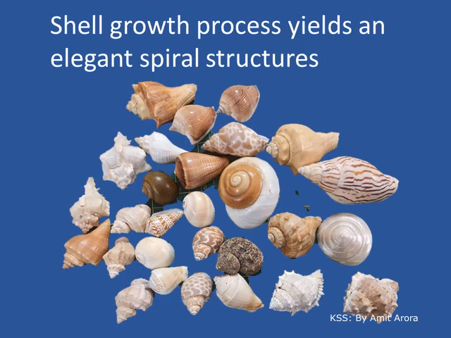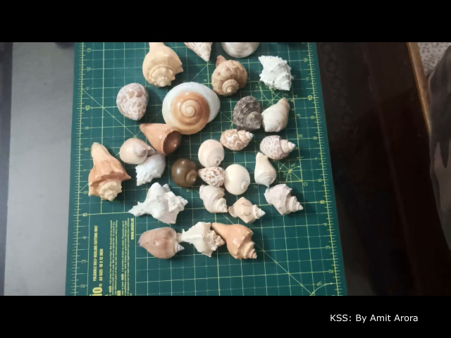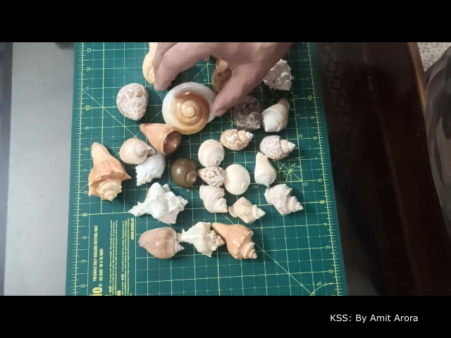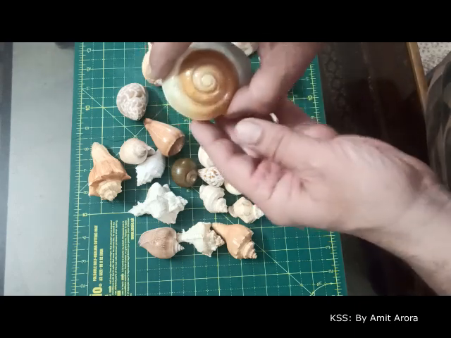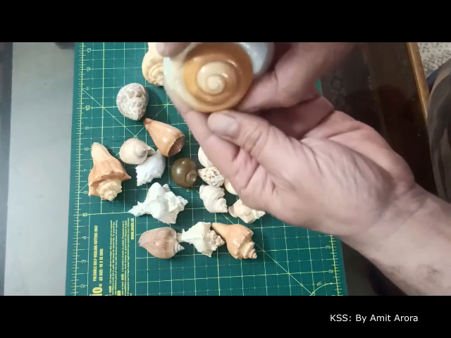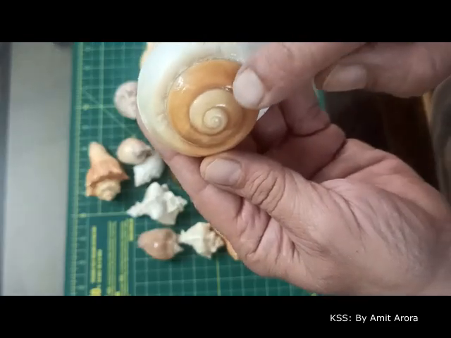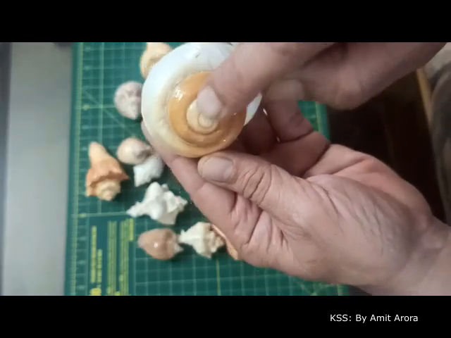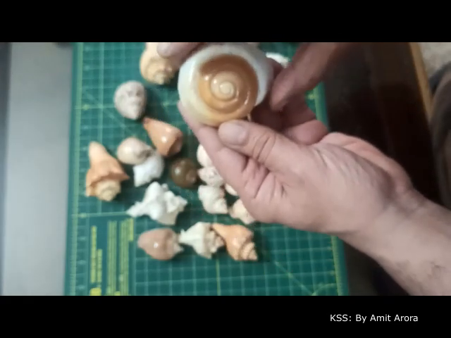My son had collected these sea and river shells over the years. I found most of these had a spiral structure and found that as the insect living in these shells grows, it periodically seals off the shell behind it and creates a larger living chamber. The growth process yields an elegant spiral structure.